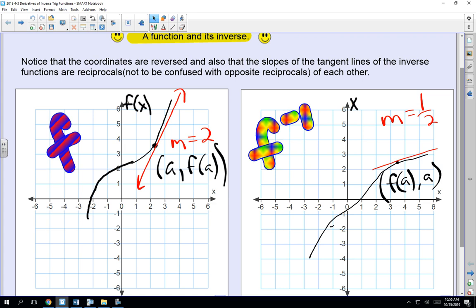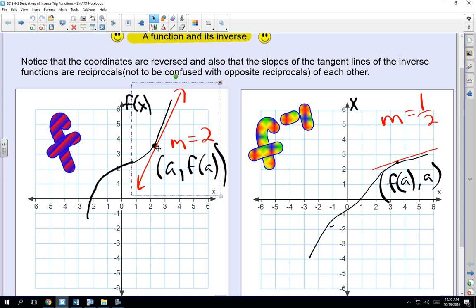If I have a function, here's my function right here. It's just a generic curvy function. It kind of looks like an x cubed function, but don't get caught up in trying to match a model to it. It's just a continuous curving function. If I pick a point somewhere on the curve, the point (a, f(a)) right here, and I estimate the slope of the tangent line at that point, I estimate it to be about 2.